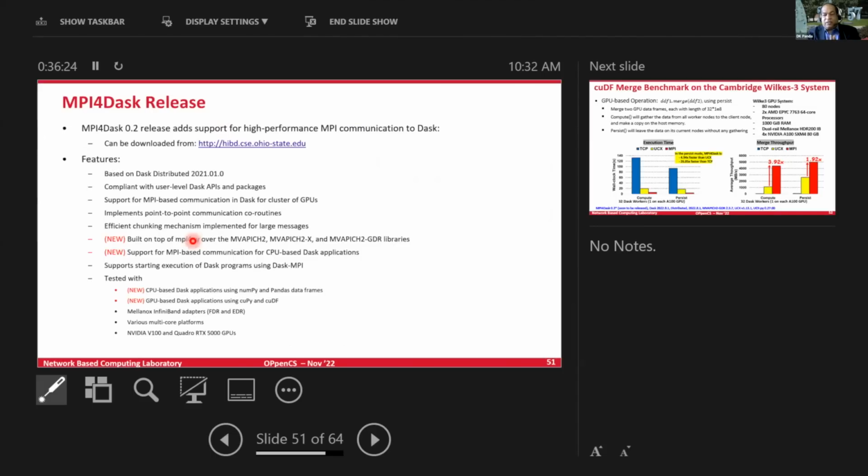Now, while we are focusing on Spark, as many of you know, there is a lot of focus on data science also. And this is where a new software stack called Dask, people have been starting to use. And what we have done, again with the same philosophy, is look at how we can combine Dask with MPI. So we have released MPI for Dask.